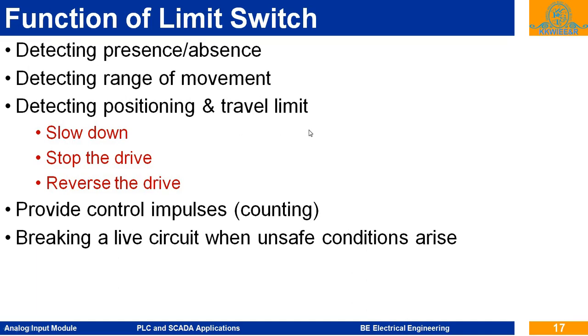In the case of a drill machine, it will sense the home position and the end position. Then in the case of a hydraulic press, again it will sense the home position and the final travel position. It will sense how much distance the ram has to move in the fast position. For that purpose these limit switches are used: slow down, stop the drive, reverse the drive position.